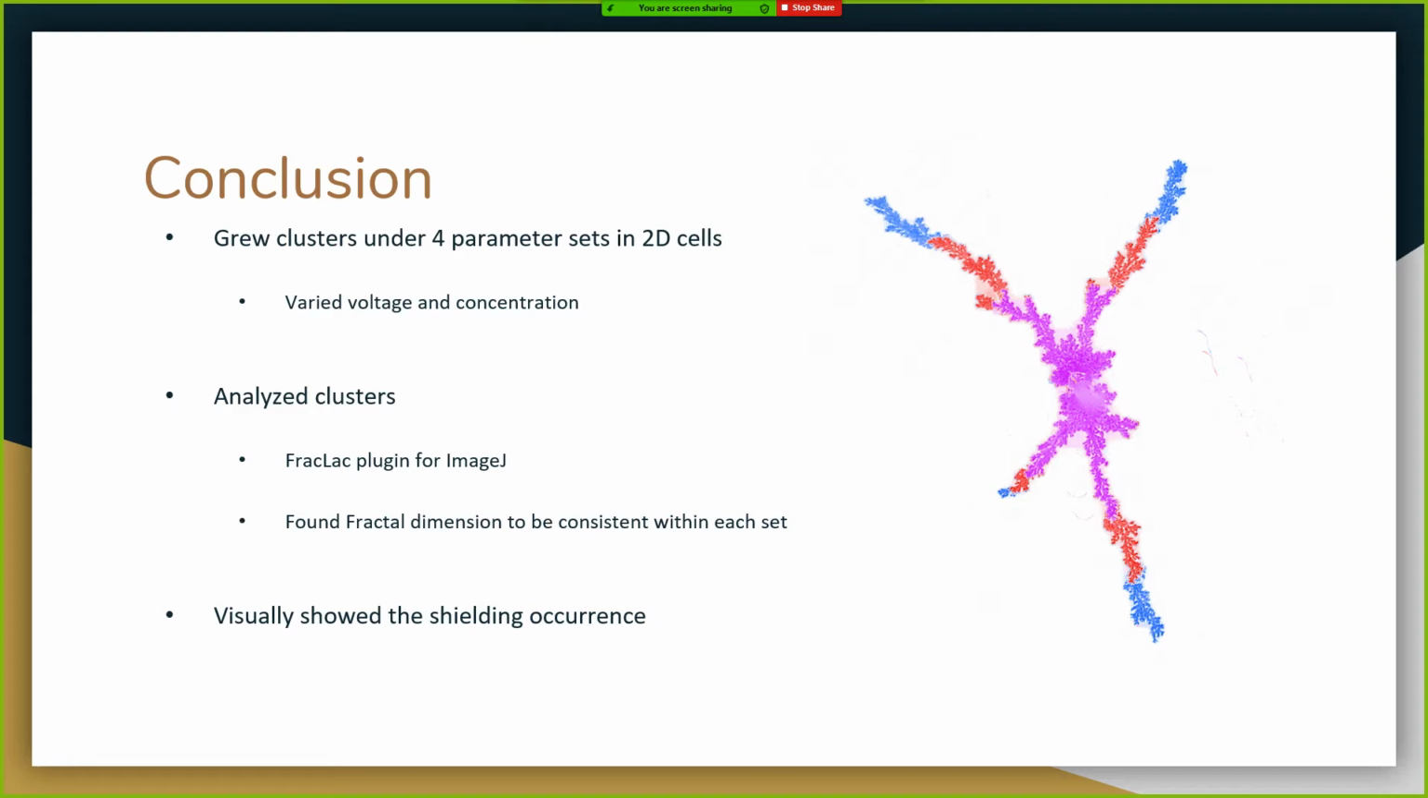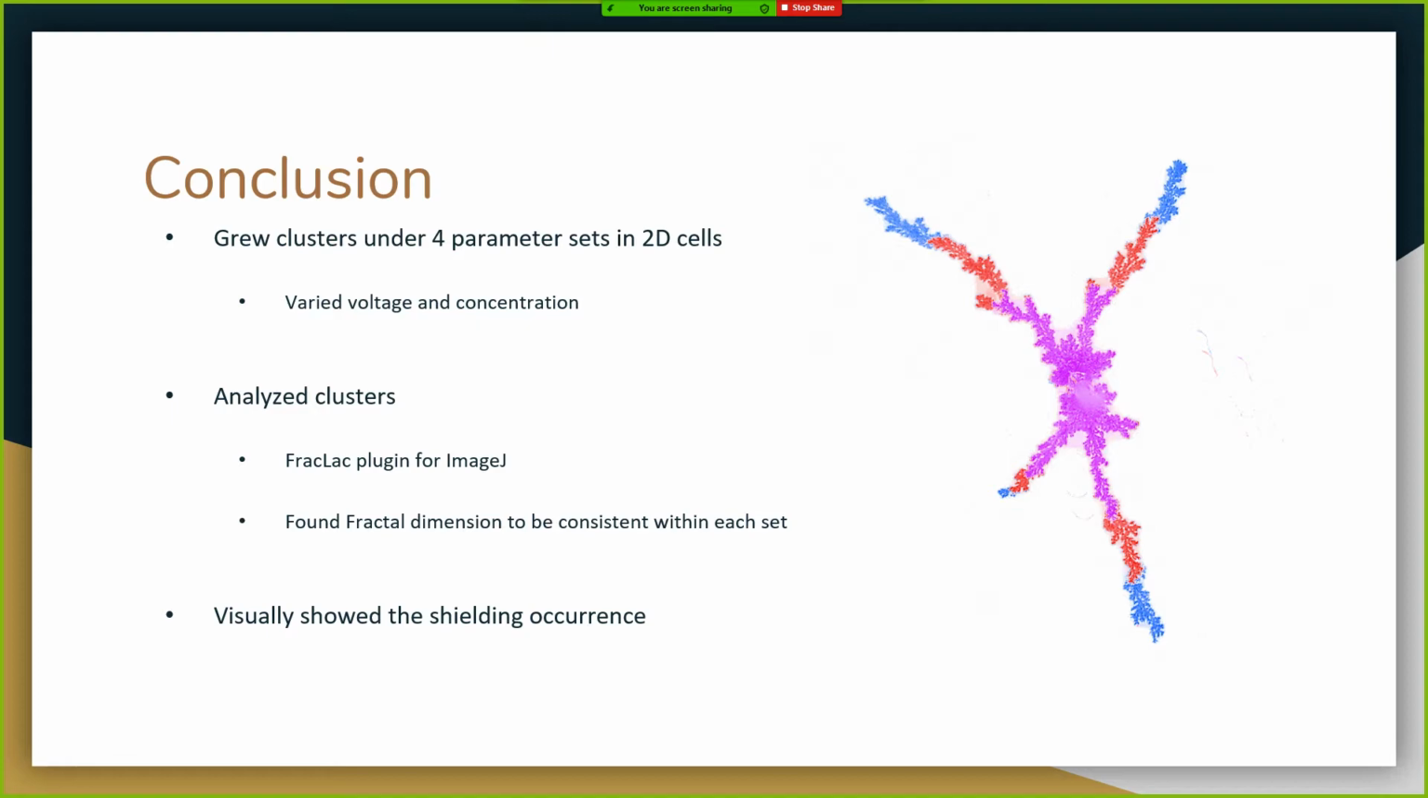So in general, in conclusion, I was able to grow a lot of clusters under 4 different parameter sets in 2 dimensions. I varied the voltage and concentration to get these 4 different parameter sets. And then I was able to analyze these clusters in FracLac and get some really useful information, pretty consistent fractal dimensions within each set. I was able to get the lacunarity as well for a couple of them.